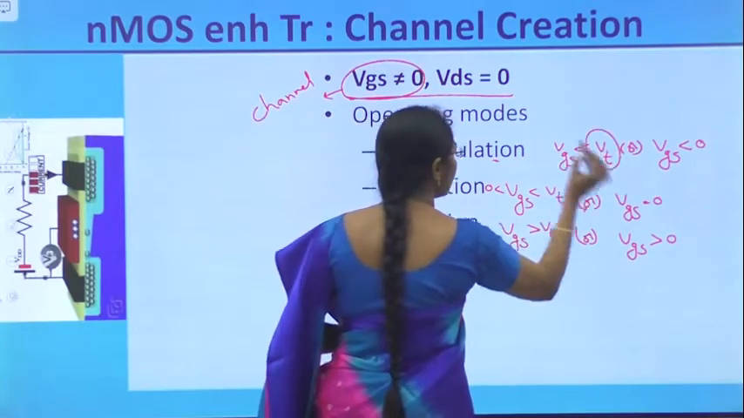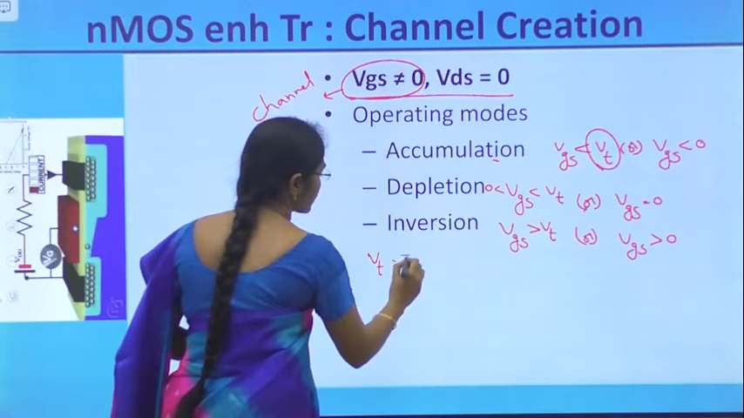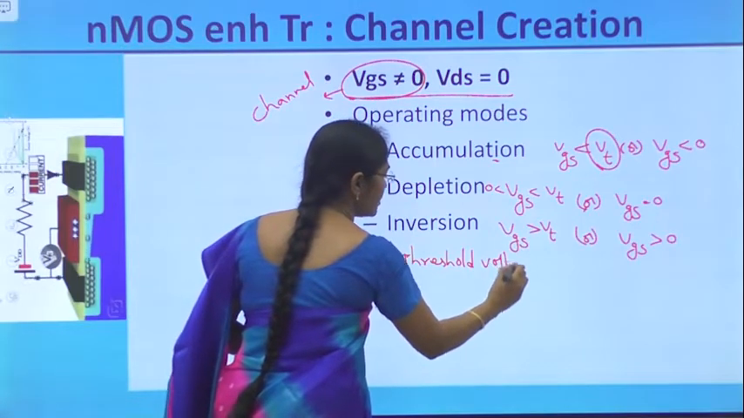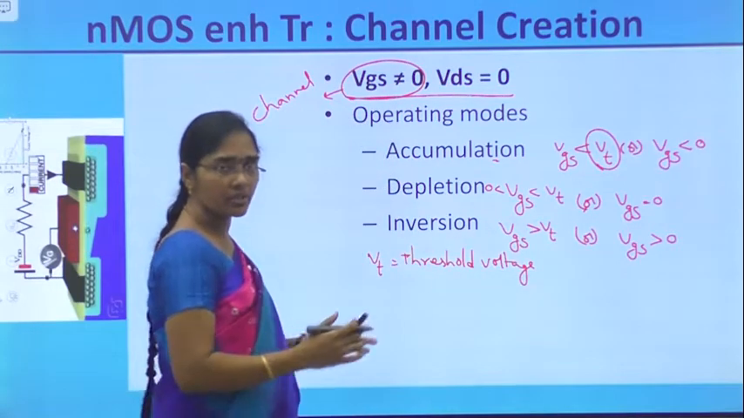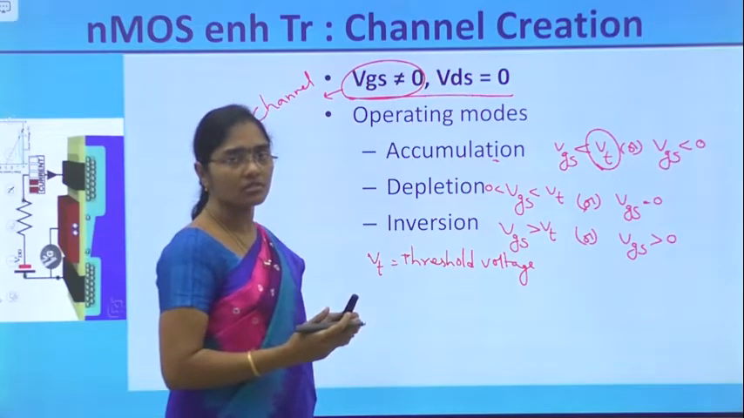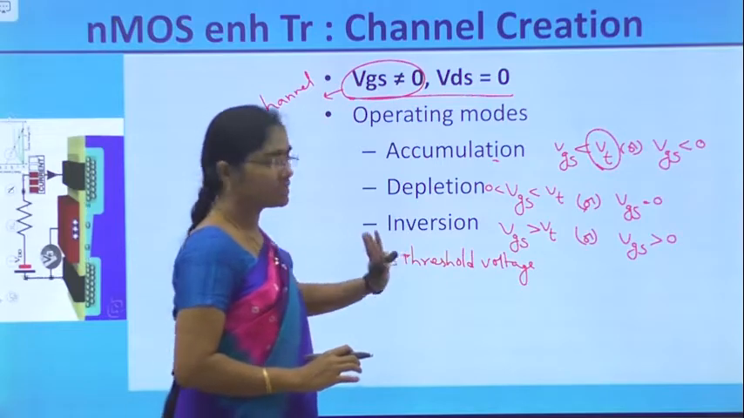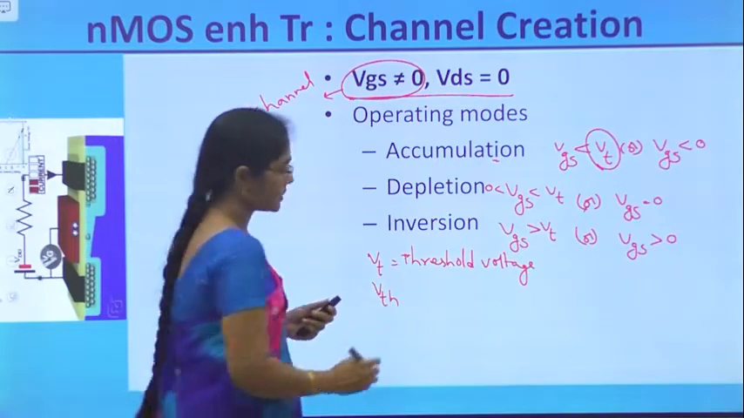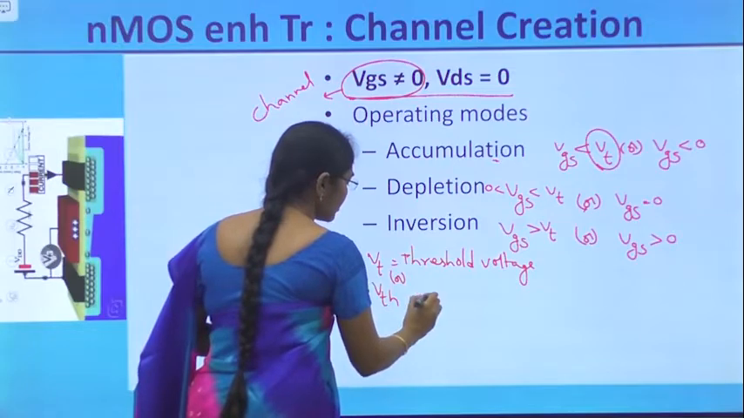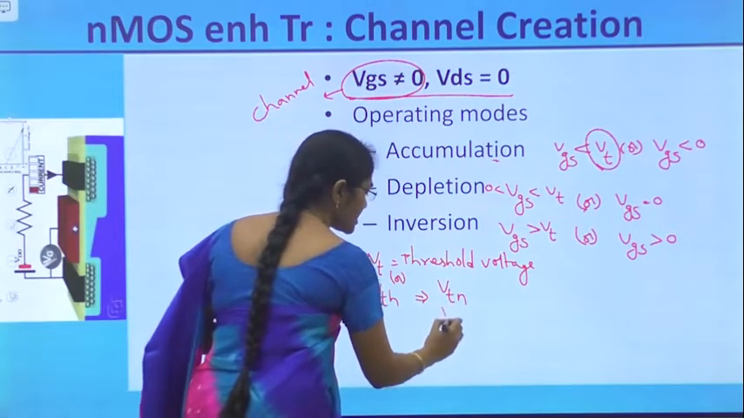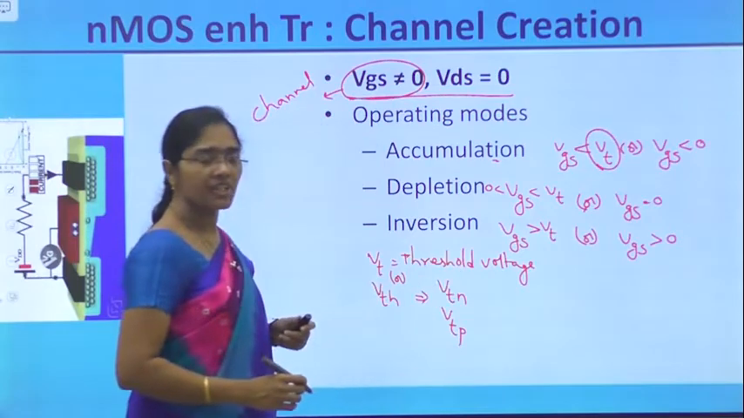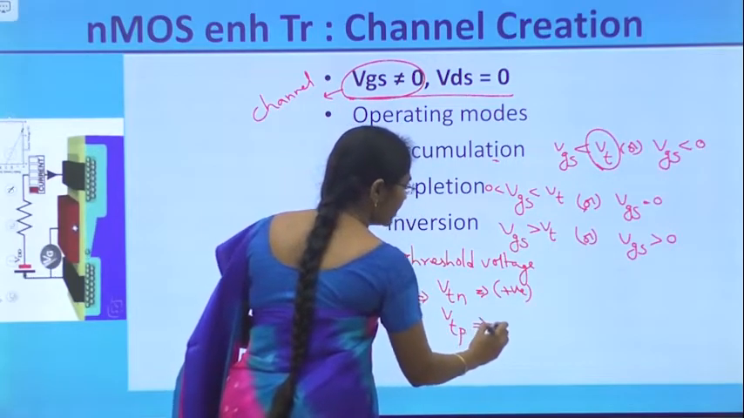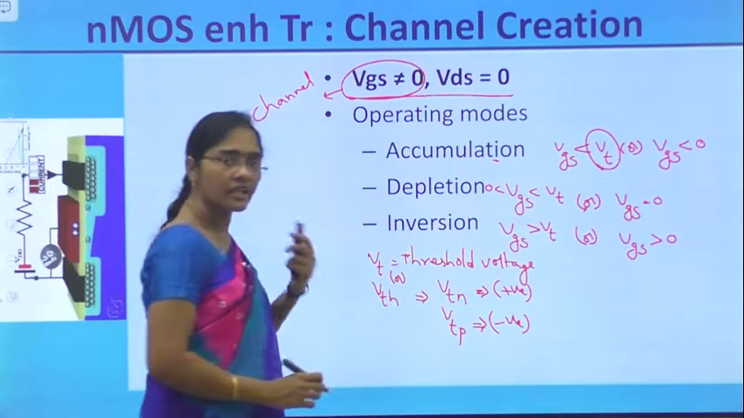Here we mentioned VT. VT is nothing but the threshold voltage. Threshold voltage is a voltage applied at the gate, the minimum potential below which the current is equal to 0 in the transistor. This threshold voltage is represented as either VT or VTH, and for an nMOS transistor it is represented as VTN. For a pMOS transistor, it is represented as VTP. For nMOS transistors, it is generally a small positive voltage, and for pMOS transistors, it is a small negative voltage.